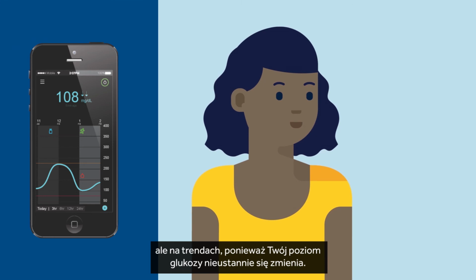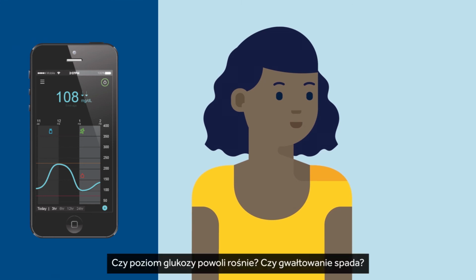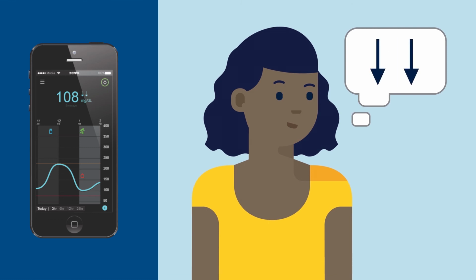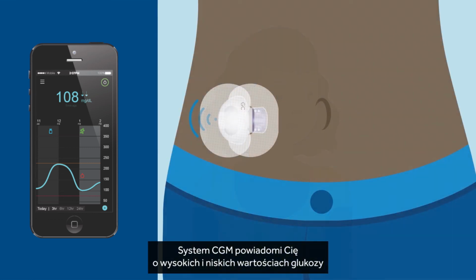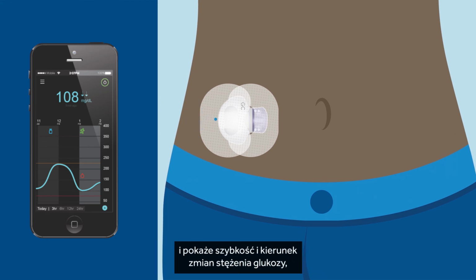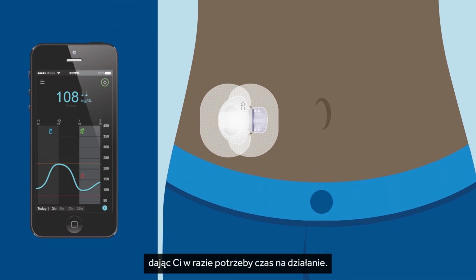When you use CGM, the focus is not on the individual number, but on the trends, since your glucose constantly changes. Is your glucose rising slowly, or is it falling rapidly? Your CGM system can alert you on your high and low glucose values and show you the speed and direction that your glucose levels are moving, giving you time to take action if needed.